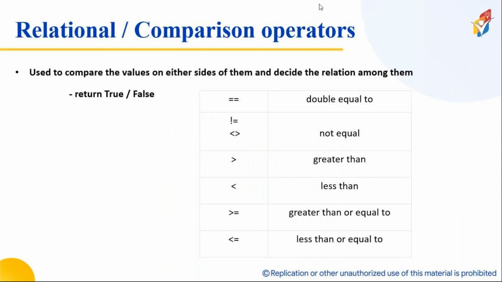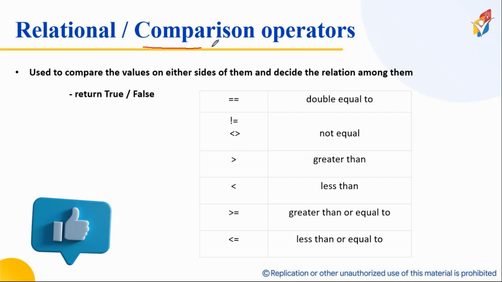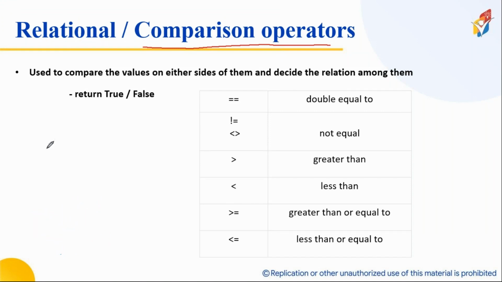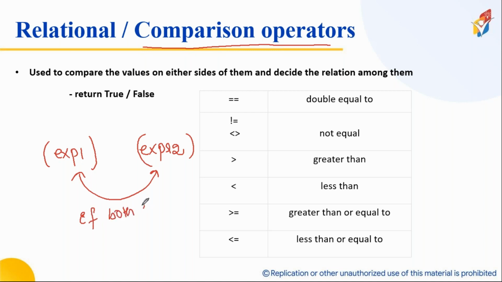Now, the second kind of operators are called relational operators, also called comparison operators. What is the meaning of compare? I have one expression on the left side, expression one, and another expression on the right side, expression two. Now I want to compare these two expressions. If both are the same, the output is true. Else, if the left-hand side expression and right-hand side expression are not the same, it is going to return false. Clear, Andy?